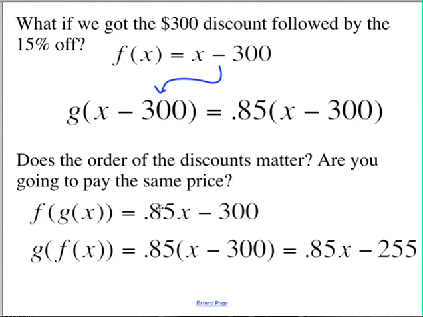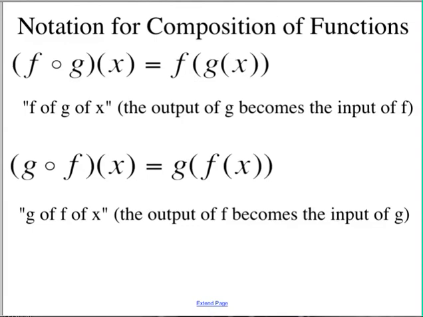I would rather do the 15% off and then minus the 300 rather than the other way around. So this is called composing functions. And there's some notation to look out for. So we have this notation, it's f of g. This is just a little circle.